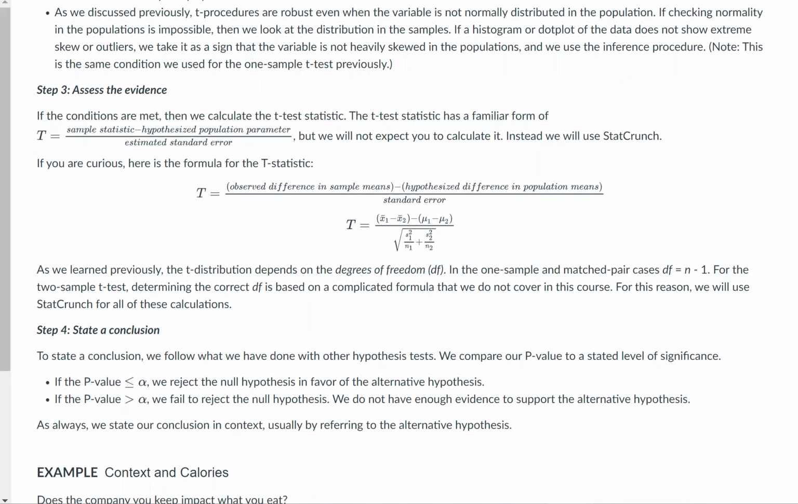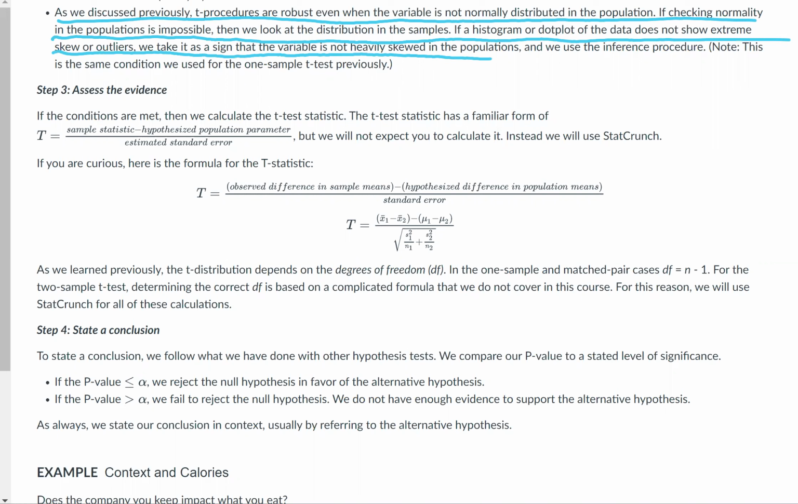As we discussed previously, t-procedures are robust even when the variable is not normally distributed in the population. If checking normality in the population is impossible, then we look at the distribution in the samples. If the histogram or dot plot of the data does not show extreme skew or outliers, we take it as a sign that the variable is not heavily skewed in the population, and we use the inference procedure. Notice that this is the same condition we used for the one sample t-test previously.